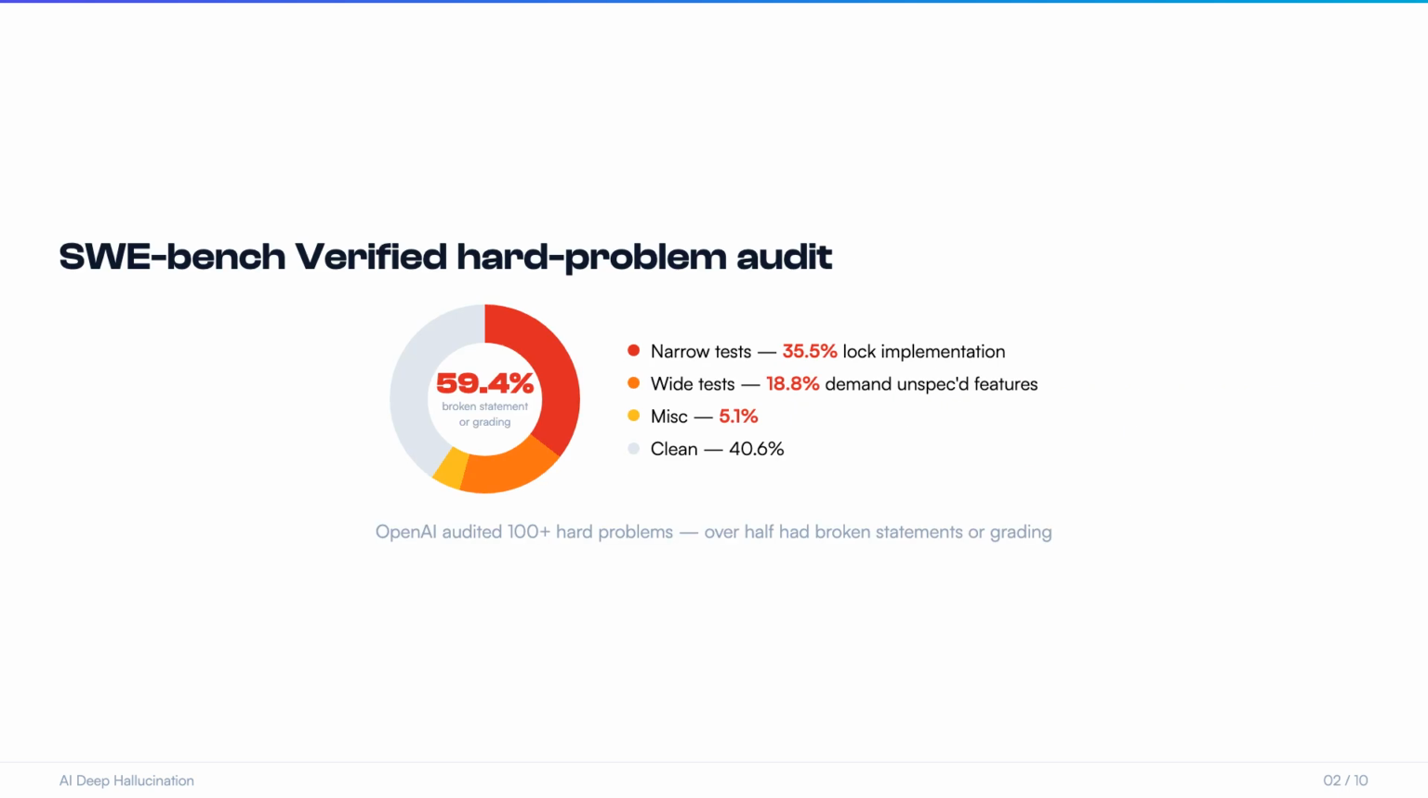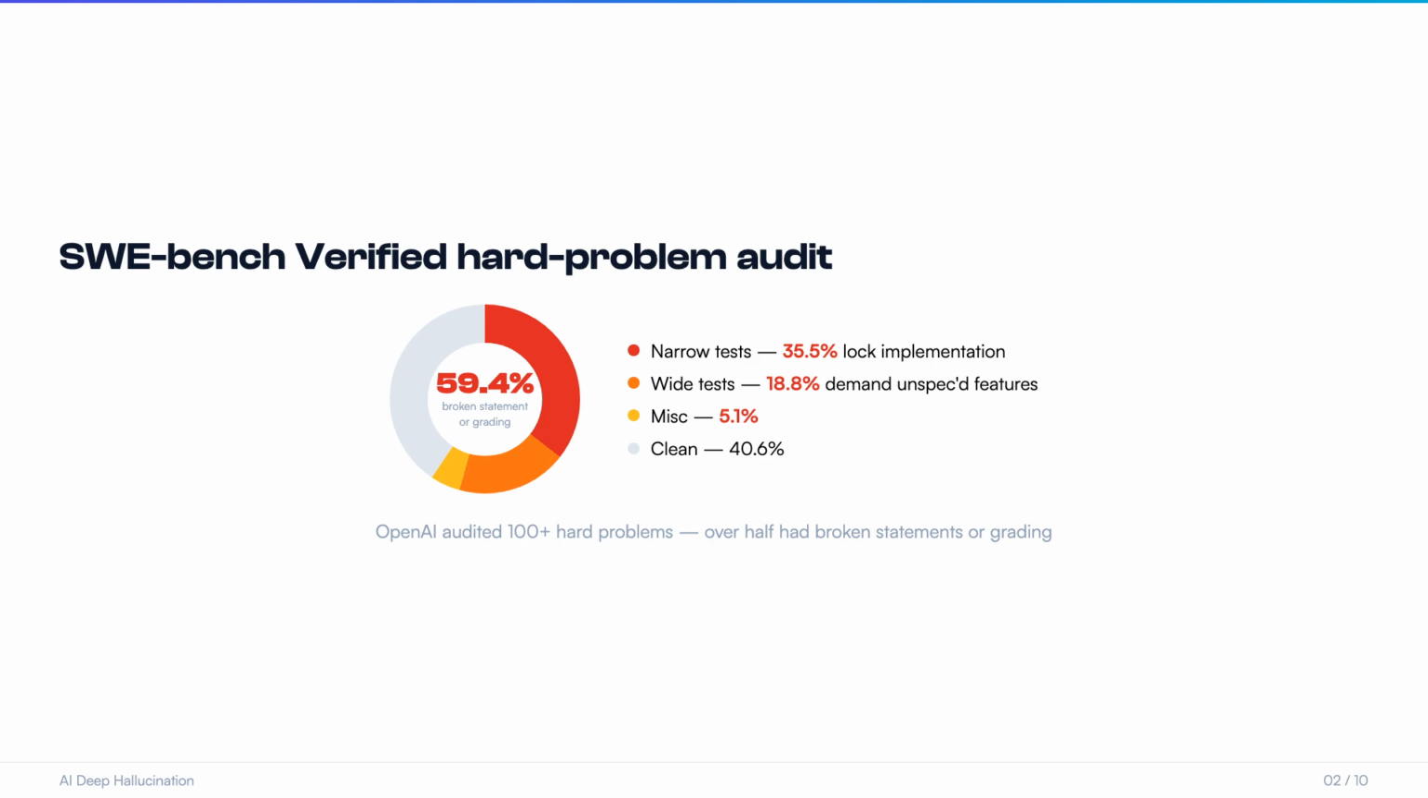3 problem types add up to nearly 60%. About 35% narrow tests that lock in implementation details, valid solutions get marked wrong. Almost 19% tests that demand functionality the problem statement never specified. The rest is miscellaneous junk. Hold on, that's just the problems being broken. Anything worse? Worse is contamination. With purpose-built elicitation prompts, the top 3 model families could reproduce the verbatim gold patches. They'd seen the answers.